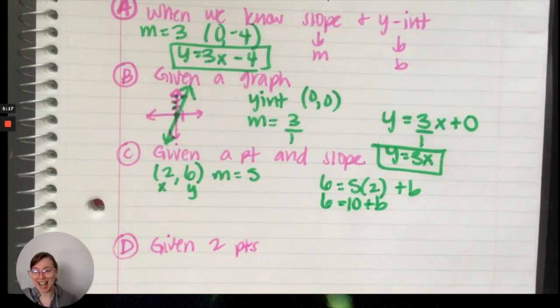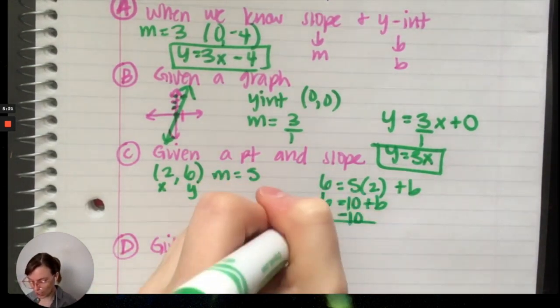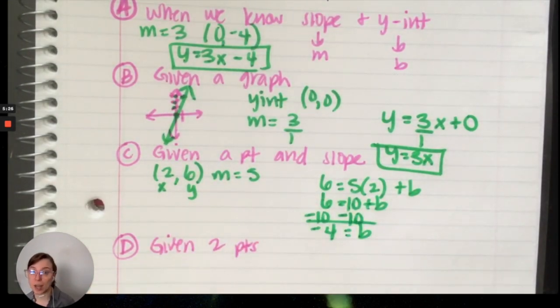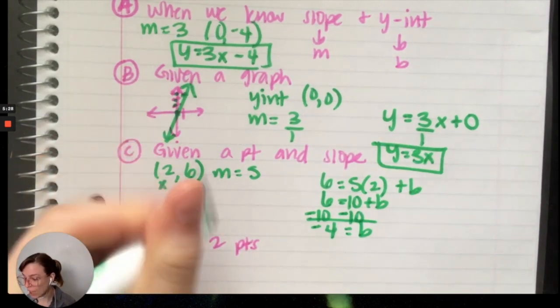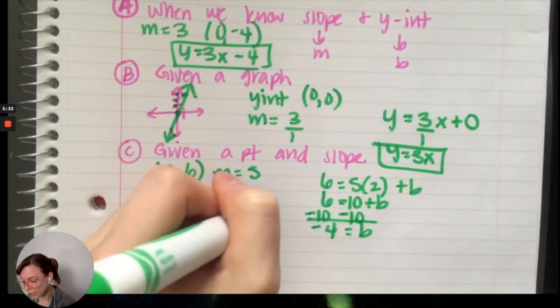To get that 10 to be undone from that side, I'm going to subtract 10 on both sides. -4 equals b. That means my y-intercept is at -4. And I know the slope, so it's going to be y equals 5x minus 4.